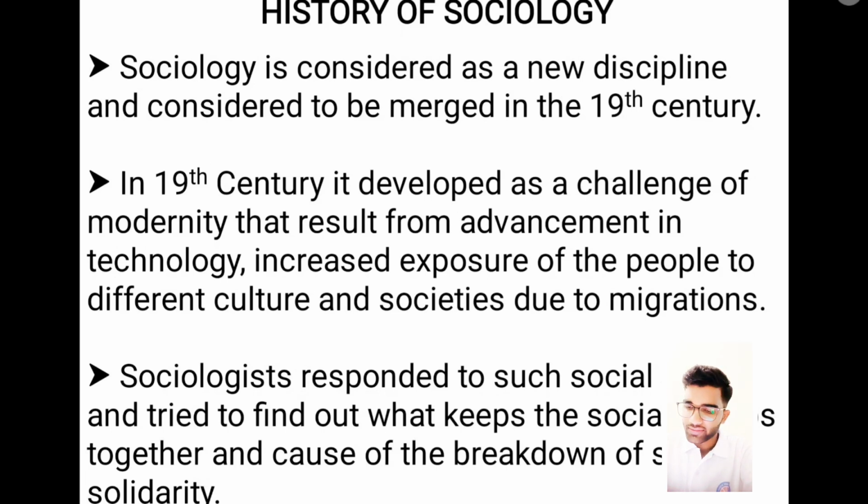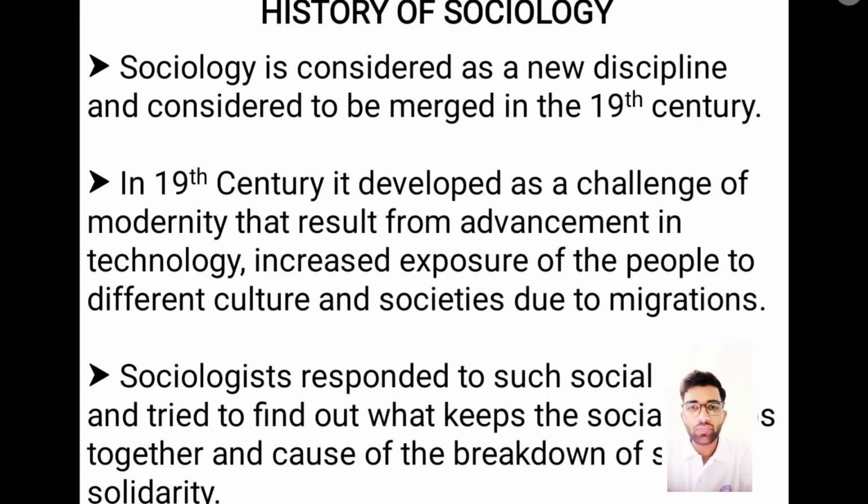See, what the sociologists tell is that sociology is considered a new discipline, considered to have emerged in the 19th century. In the 19th century, it developed as a challenge of modernity that resulted from advancement in technology. As evolution happened, the sociology of tradition has become modern now. For that, there was increased exposure of people to different cultures and societies, and migration also takes place.